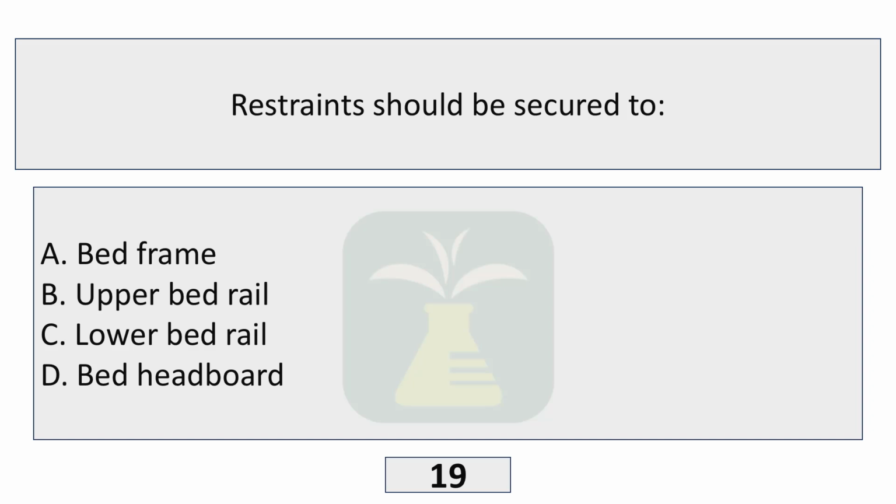Restraints should be secured to: A. Bed frame. B. Upper bed rail. C. Lower bed rail. D. Bed headboard. Correct answer, bed frame. The bed frame is stationary, preventing injury from rail movement.